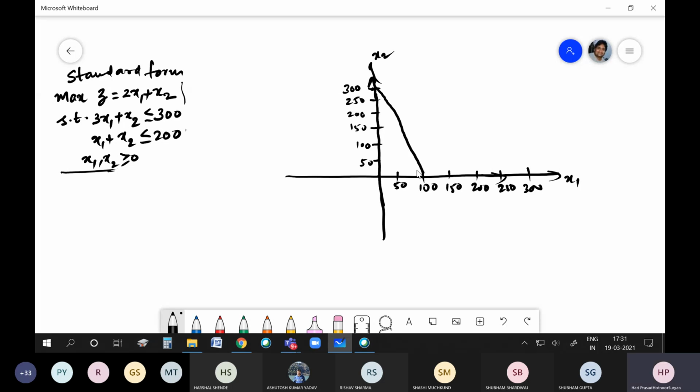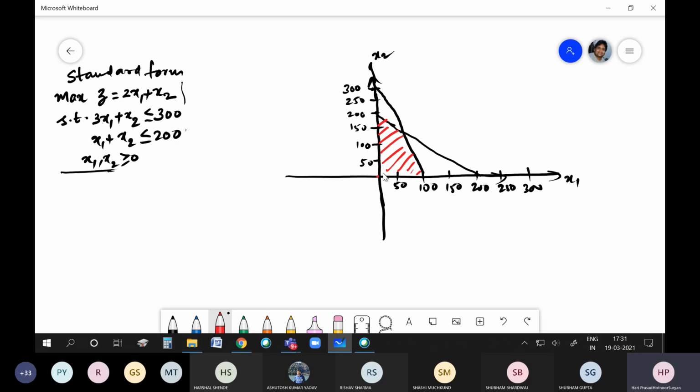This is what we have plotted. Anything above this will violate the first constraint. Similarly, when x1 is 200, so 200, 200, you will have this. Okay, so this is my feasible region, isn't it? This is what we have. This is my feasible region. Okay.